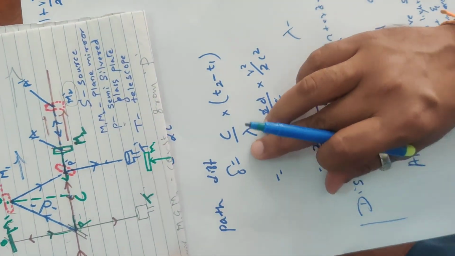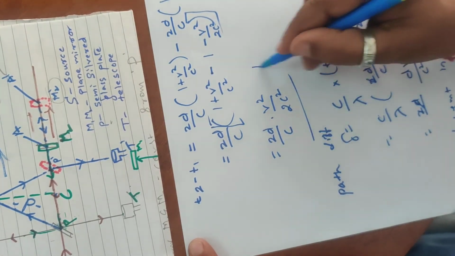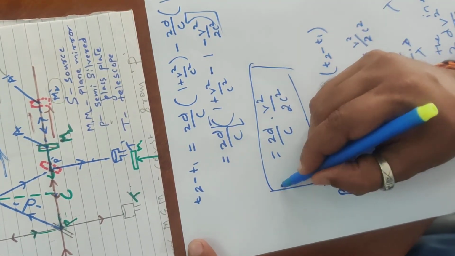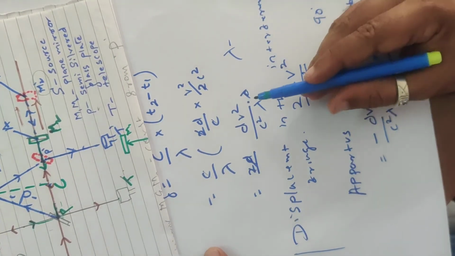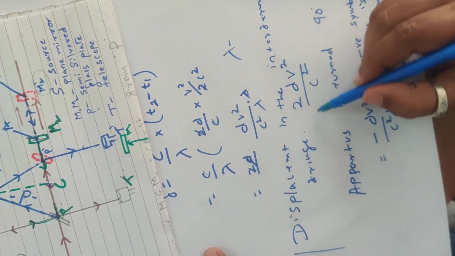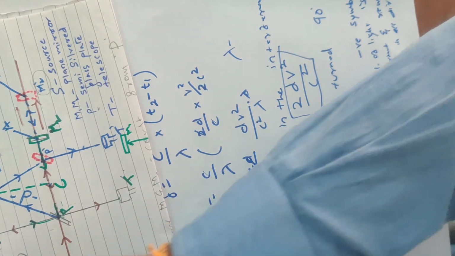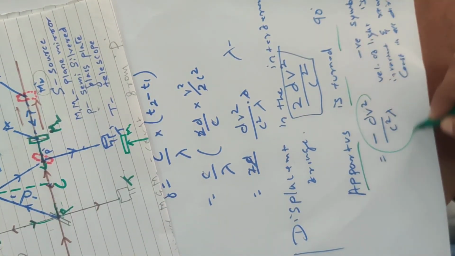After, as our path difference we can find out, that is delta equal to c by lambda into (t2 minus t1), we had calculated here for mathematical simplification, right? So this we have used for the path difference and we got dv square upon c square lambda, right? And the displacement in the interference fringe which we got is 2dv square upon c square, and the negative symbol, when the apparatus is turned 90 degree, is nothing but the velocity of light which is invariant and remains constant, right? Thank you.